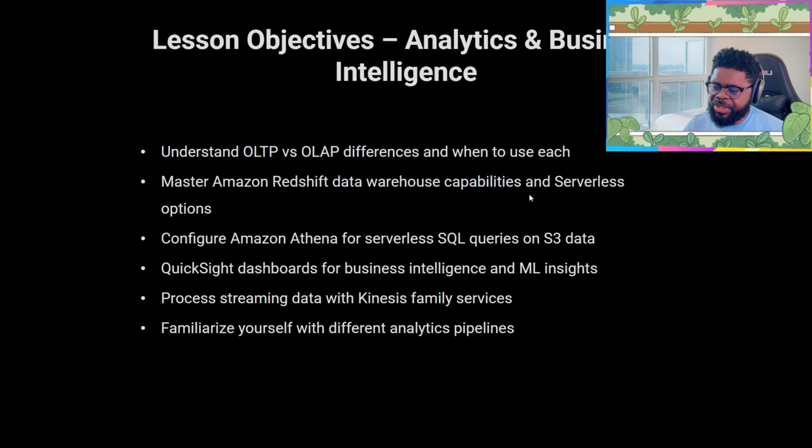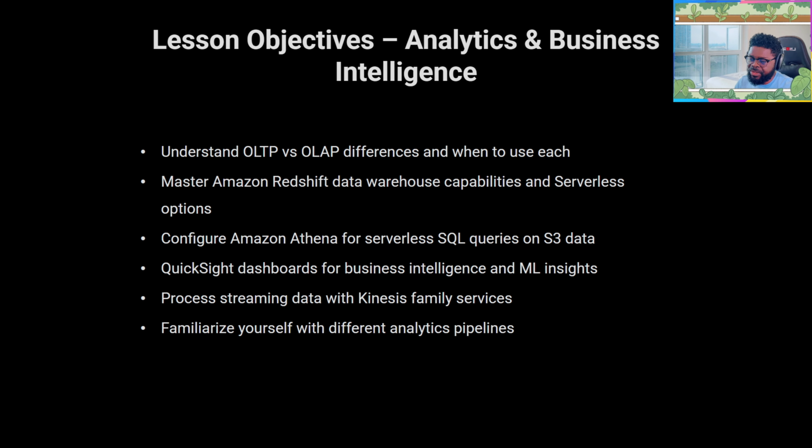So what's the learning objective in this class? We basically want to talk about OLTP as it differs from OLAP. We're going to see the difference, and then look at Redshift, how it helps us with warehousing. Look at Athena. Talk about how QuickSight can help you with dashboarding and BI. You can also see the options there are when you process streaming data, looking at the Kinesis family. And then we'll see how those different pipelines work in the AWS cloud.